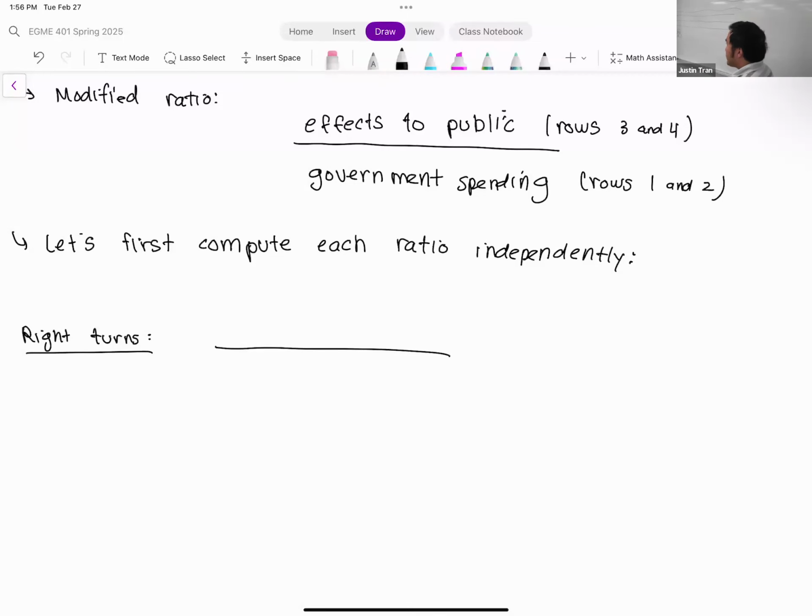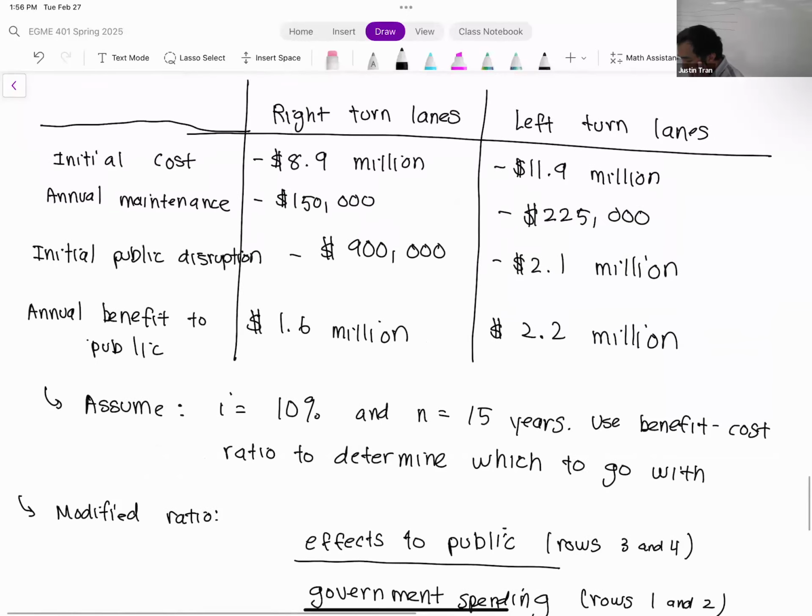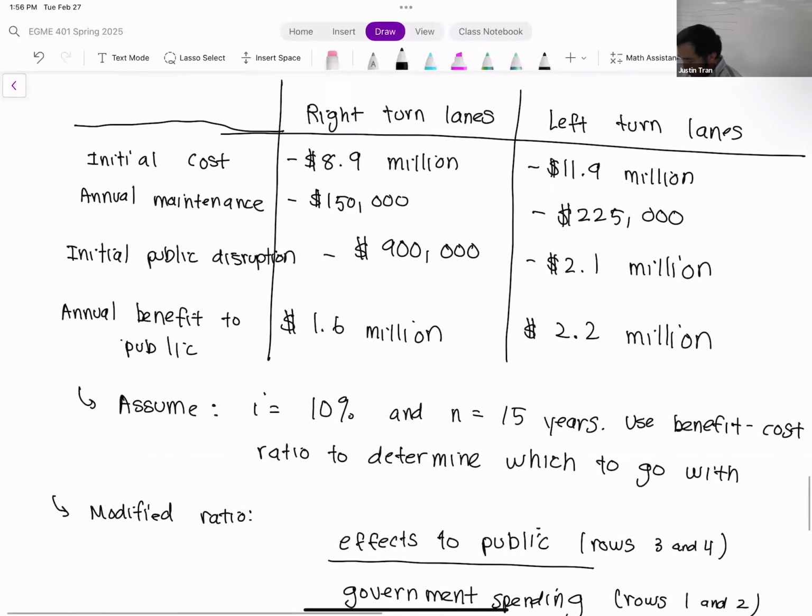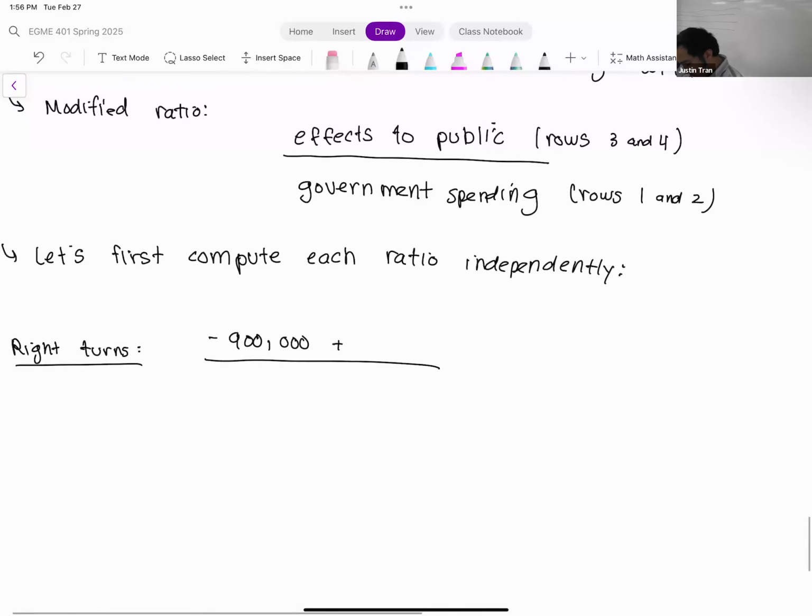All right, so in the numerator of our ratio here, we're going to put all of the effects to the public. Even though the ratio that we're using is different, we still have to abide by our economic analysis principles. And so we have to convert everything to the same type of cash flow. Okay. And so I'm going to choose present sums. Okay, so for the effects of the public, we have our initial public disruption. So for right turn lanes, that is a negative $900,000, okay?